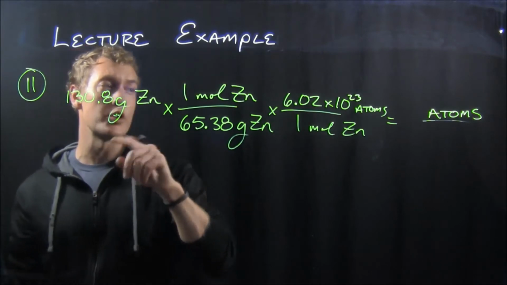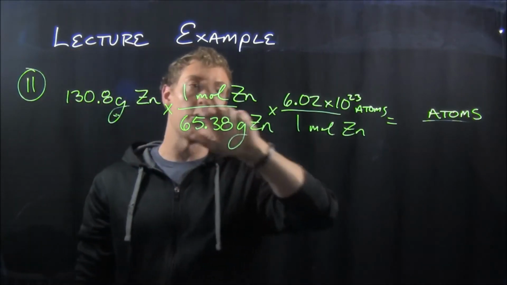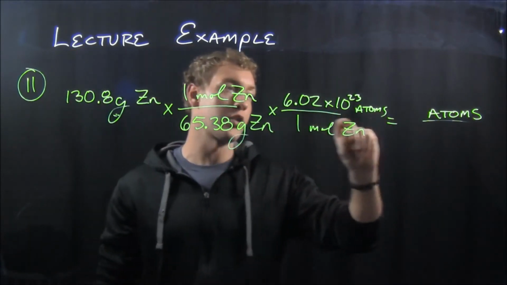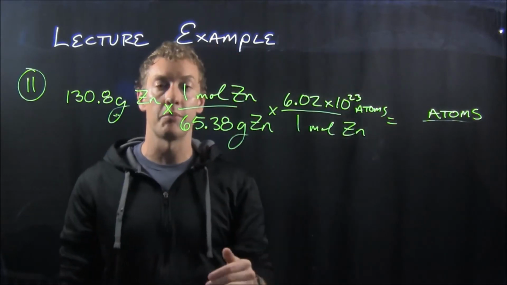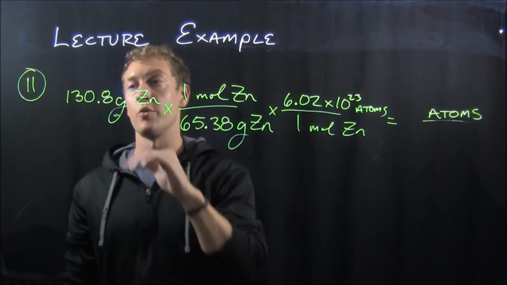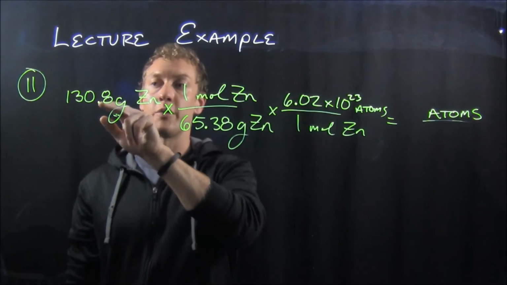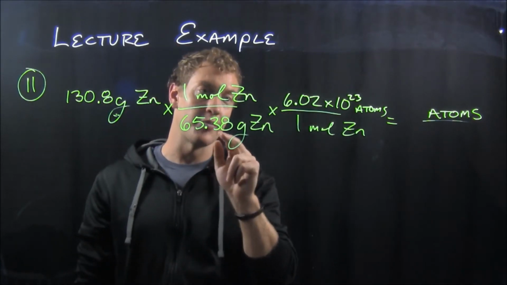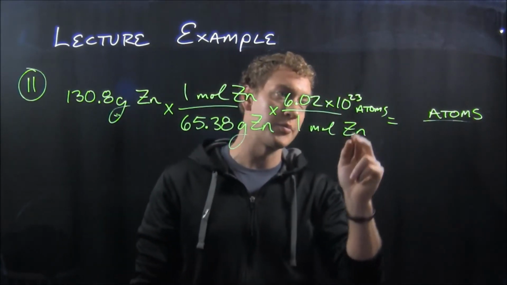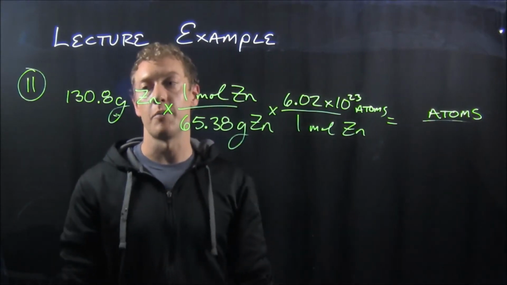So you can do this one of two ways. You can multiply all the way across the top, multiply all the way across the bottom, and then divide those two numbers. Or you can do each step along the way, so you could do 130.8 divided by 65.38 times 6.02 times 10 to the 23rd, and then get your number of atoms.